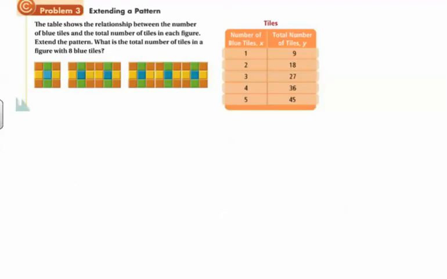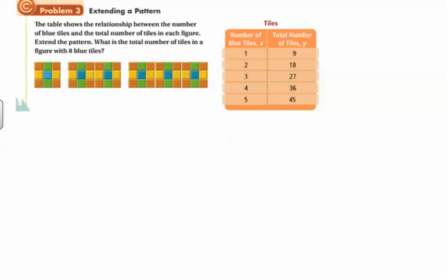All right. Here's one, extending the pattern. It gives us a table. So the table shows the relationship between the number of blue tiles and the total number of tiles in each figure. Extend the pattern. What is the total number of tiles in a figure with 8 blue tiles? I don't know, right? I absolutely do not know. So what I could do is I can look at this and I see I got 1 and 9 and 2 and 18 and then 3 and 27, 4 and 36, 5 and 45, and then I got these pictures.